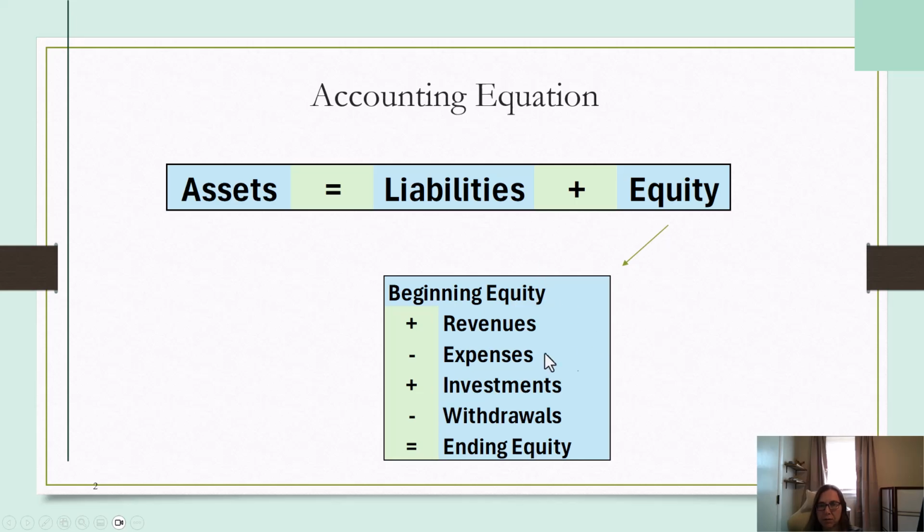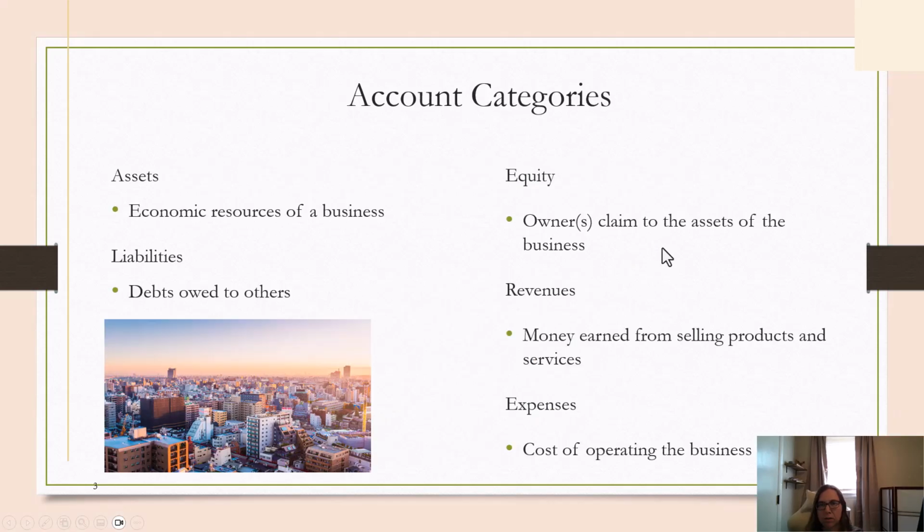Before we look at this equation and do some examples, I just want to review real quick a few things we talked about in the first lesson. First of all, we went over these categories, and I said that I have a handout on my website with some examples. But just to review, assets are resources of a business, things they own, things that will benefit them in the future. Liabilities are debts. Equity would be the owner's claim to the assets of the business. Revenues would be money earned, and expenses are costs of operating the business.